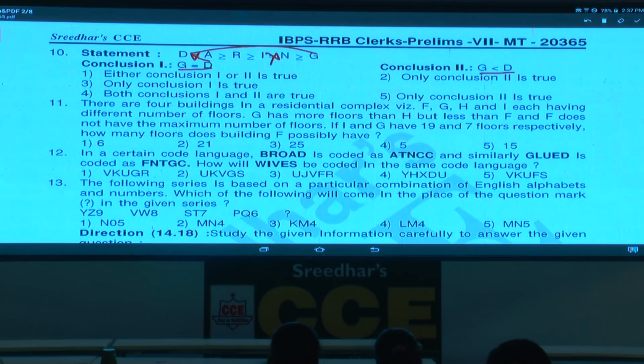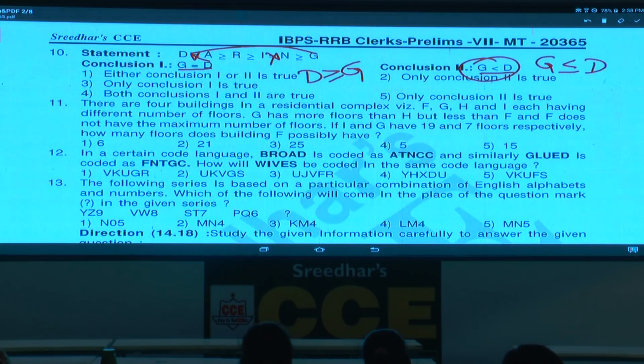D greater than or equals to A, greater than or equals to R, greater than or equals to G, which implies that D is greater than or equals to G, definitely true. Which implies that G is lesser than or equals to D. Here it is lesser than, here it is equals to; either this can happen or this can happen. Hence either 1 or 2, and it is given in choice 1. Clear now? Question number 10, choice 1 is the answer.